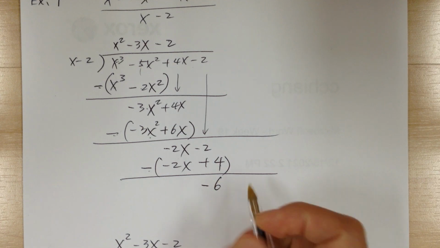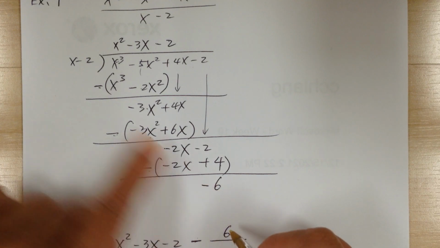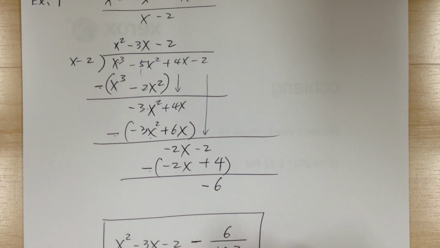Now this over here, if it's minus, you put a minus in front. If it's plus, you just put plus. And it'd be 6 over x minus 2. Okay, and so this would be your answer.